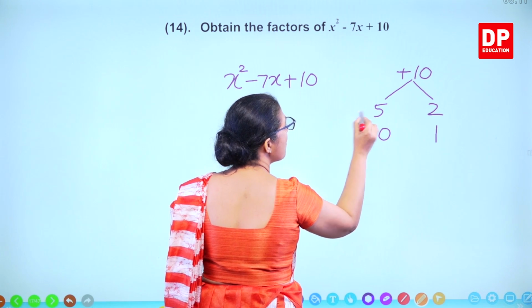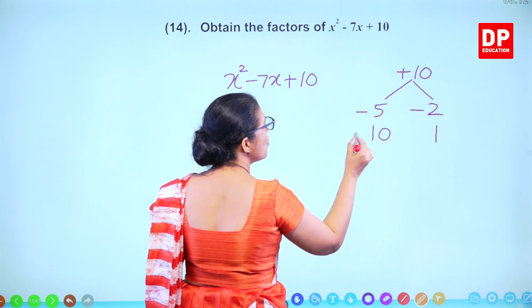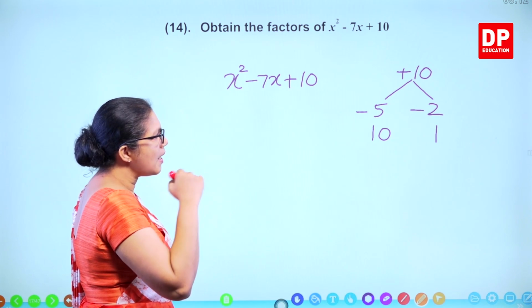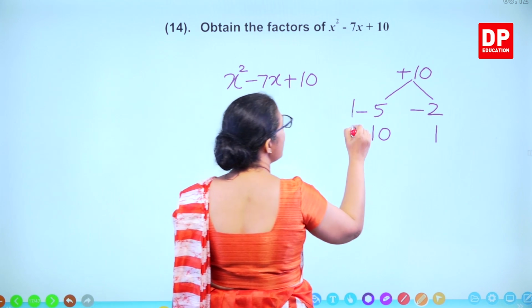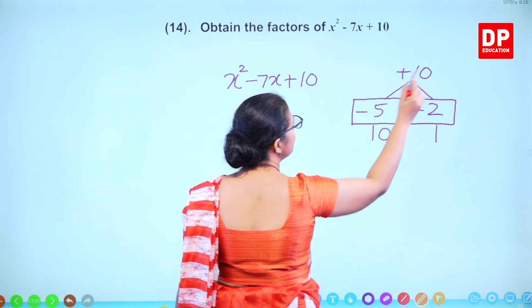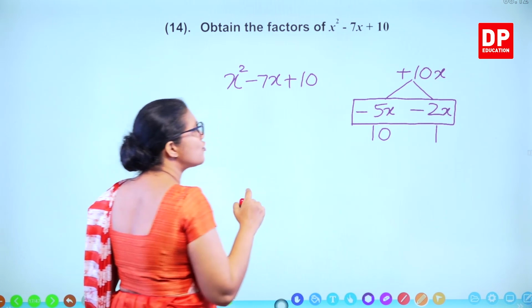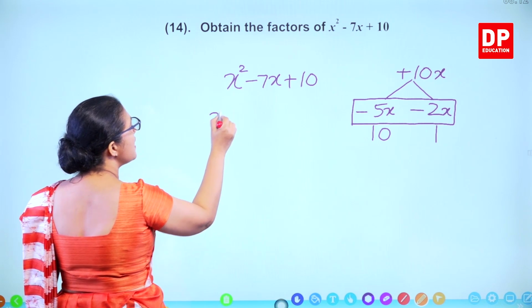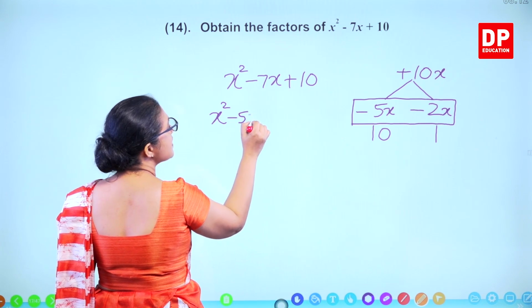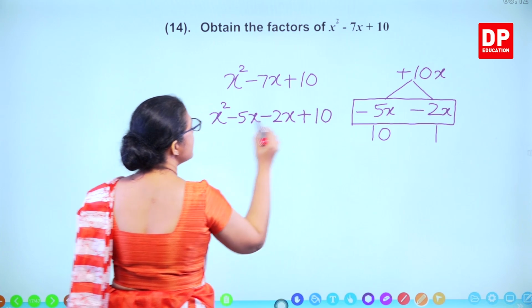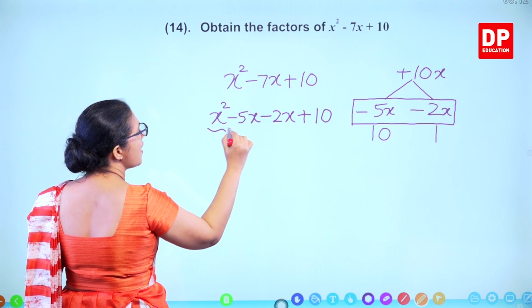So when you take minus 5 and minus 2, you are getting minus 7. Minus into minus becomes plus. So the appropriate factors are this. If this is x, this is 5x, and this one, you split the middle term into 5x and 2x minus, and take 2 at a time and factorize.